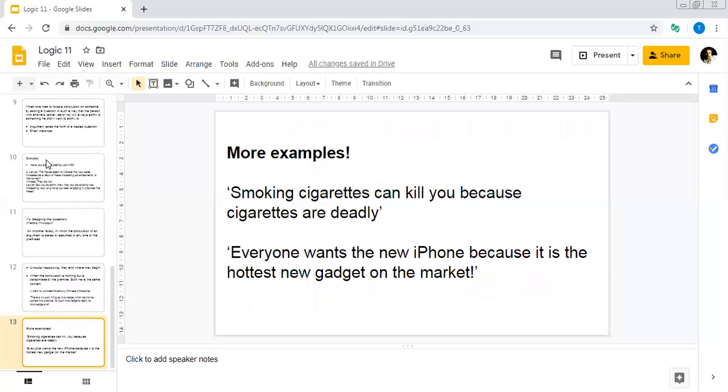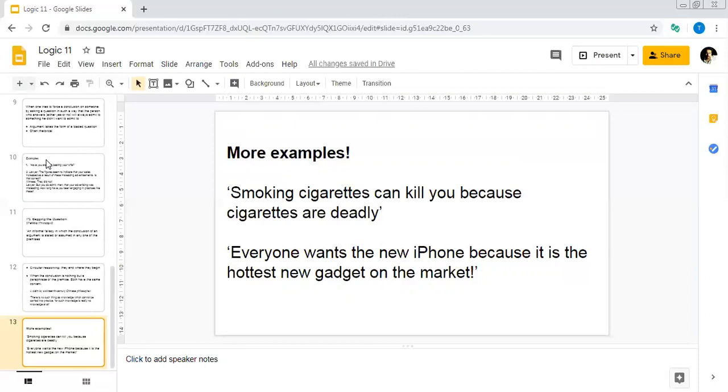For example, let's just look at this one. Smoking cigarettes can kill you because cigarettes are deadly. What's happening here is that the conclusion, that cigarettes are deadly, is also the premise, that smoking cigarettes can kill you, and vice versa, right? So it's the same thing. It's a circular argument. There's no new reasoning being given. It's just the same reasoning being converted to the conclusion.